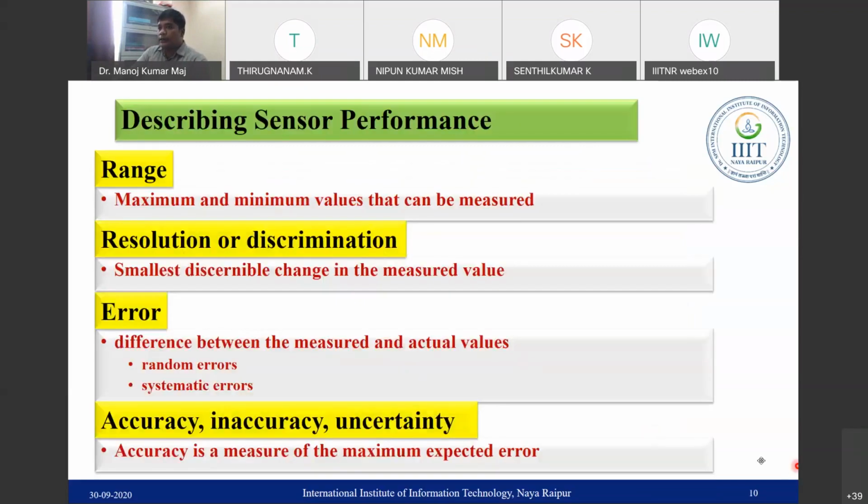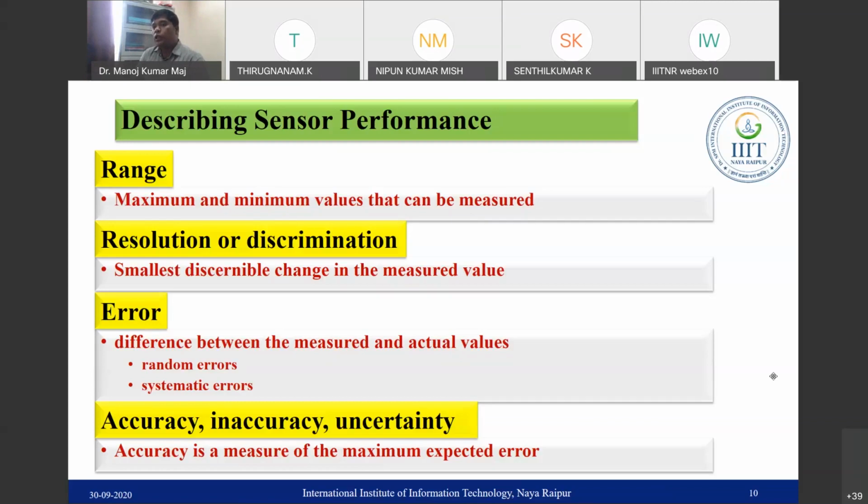So this is actually describing the sensor performances. So already actually we have briefed about it. So just to make it elaborate, we can see how the range can be found out in the case of the sensor performance. So as I already said, sensor performance depends on the maximum and the minimum values that can be measured. So if I want to measure a sound, for that sound signal, we should have a maximum value and the minimum value of that sound signal. That range should be defined there.